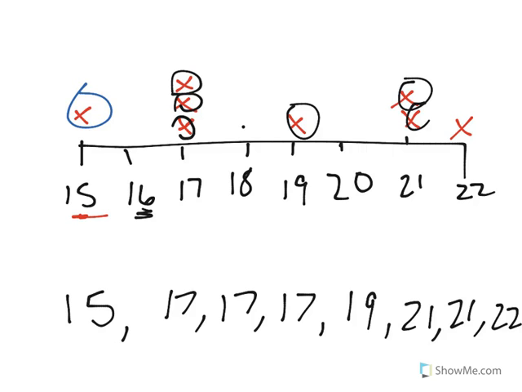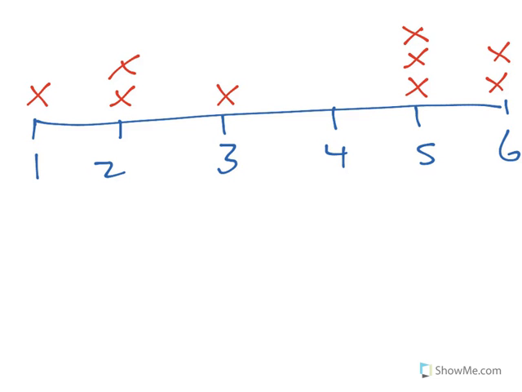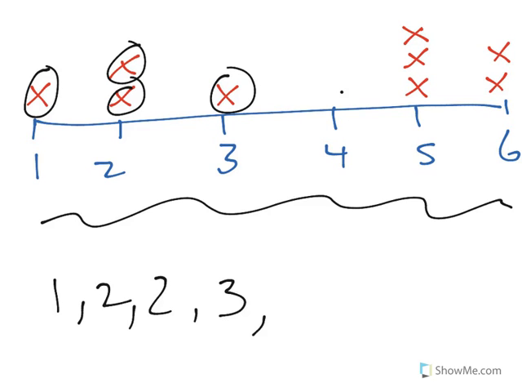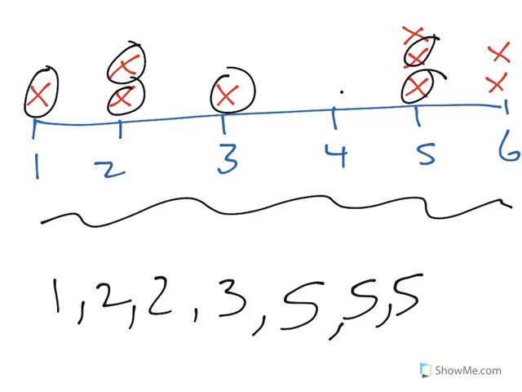This time, I'm going to give you a line plot, and I want you to write down the numbers that are represented. Okay, here's the line plot. I want you to write down all of the numbers that are represented by that line plot. Pause and solve. Okay, so we're going to have 1 1, and we're going to have 2 2s, 1 3. No 4s, 3 5s, and then 2 6s.